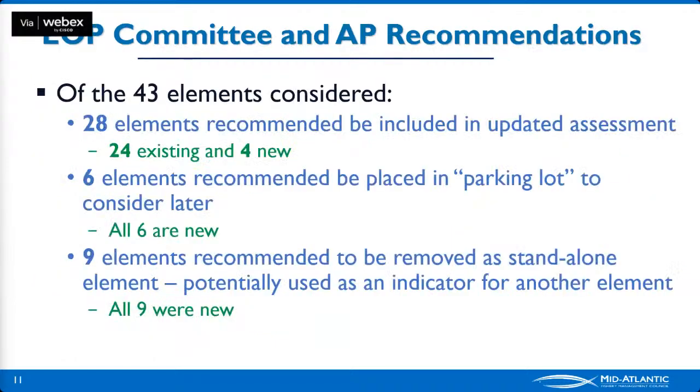And so, I'm going to go right to the punchline here. Of the 43 elements that we consider, 28 of those elements are recommended to be included in the updated risk assessment. So all 24 existing risk elements, the EOP committee and APR are recommending we keep, and then adding 4 new risk elements.